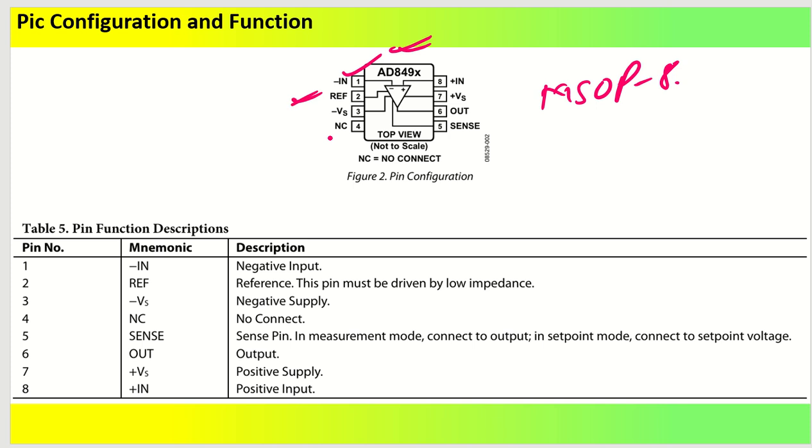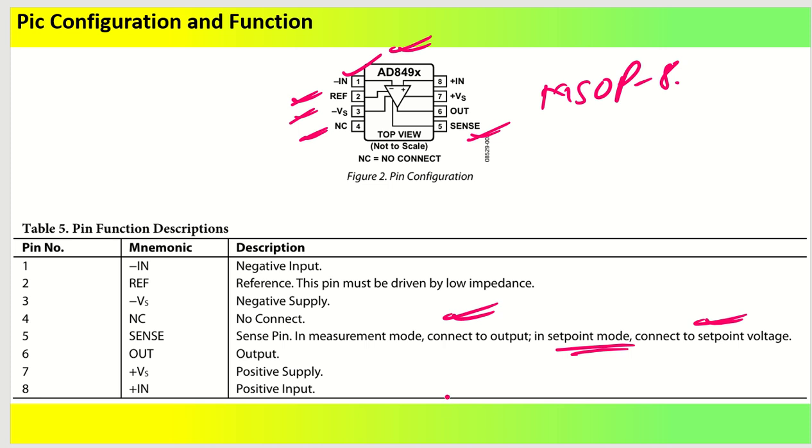then we have negative supply. If you want you can ground it. Then we have a no connection pin. We have the sense pin, so you can see sense pin in measurement mode connects to output, in set point mode connects to set point voltage. So if you want to set it to some other voltage or another place, you can connect it to a set point voltage where you want to set it. Otherwise you connect it directly to the output pin, that's all.